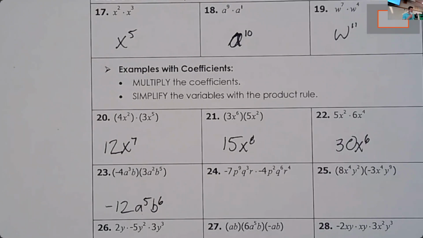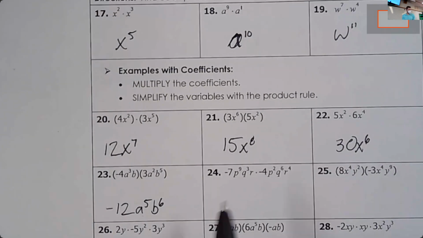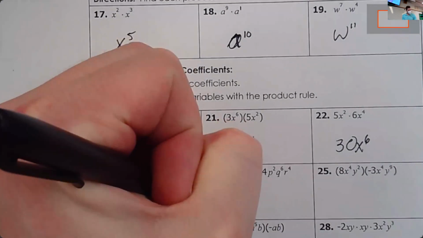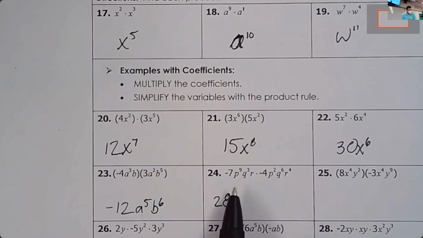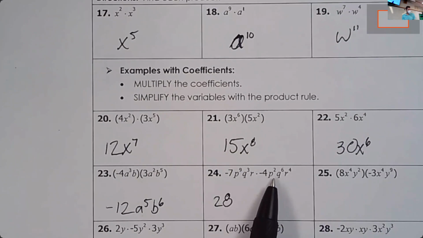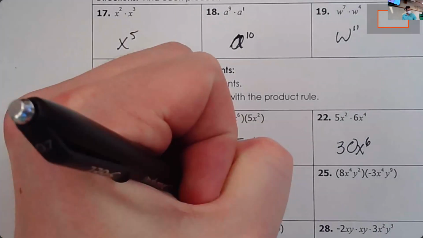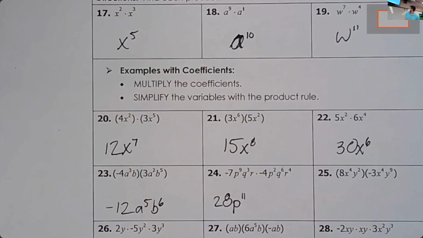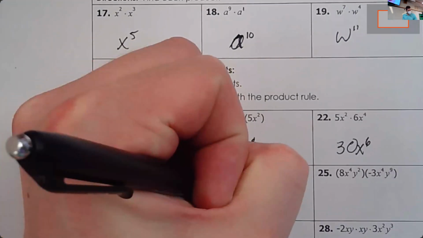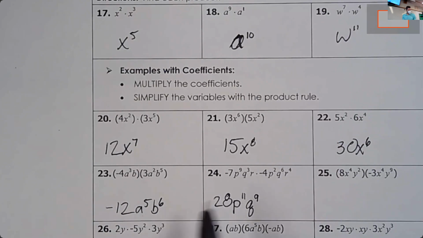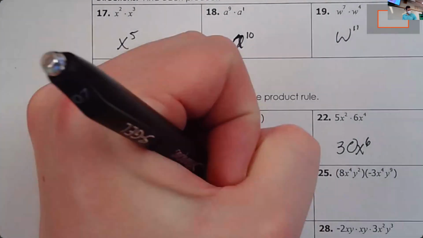So number 24. We've got 2 negative numbers multiplying together this time. -7 times -4, that's a +28. And we have p to the 9th here, and we have p to the 2nd here. So we'll add the 9 and the 2, get p to the 11th. We have q to the 3rd here, and q to the 6th here. 3 plus 6 would be q to the 9th power. And then we have r and r to the 4th power. So 1 here, 4 here, so that's r to the 5th power.